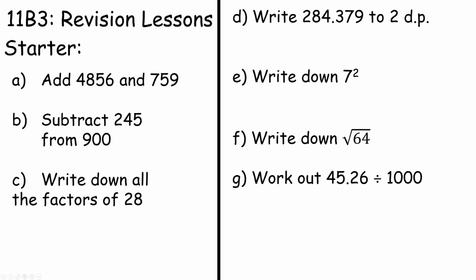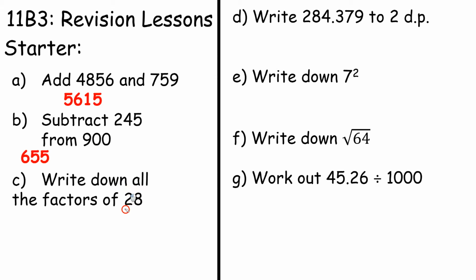In this video I'm going to go over the revision work that I've done over the last few lessons for people that weren't in. So the first questions are very straightforward. Add 4,856 and 759, subtract 245 from 900. Those are some basic questions which we should have no trouble doing. Writing down the factors of 28, however, that might be a little bit more tricky.